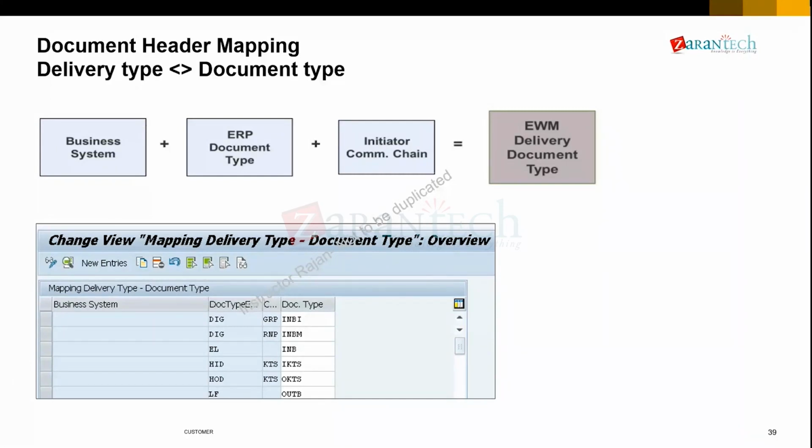Sometimes I say item type, item category. You can just say item level and header level. Header level is controlled by the document type or the delivery type. Item level controls are at the item type or item category level. So basically, we have these two controls, and the document type first we need to map to EWM.